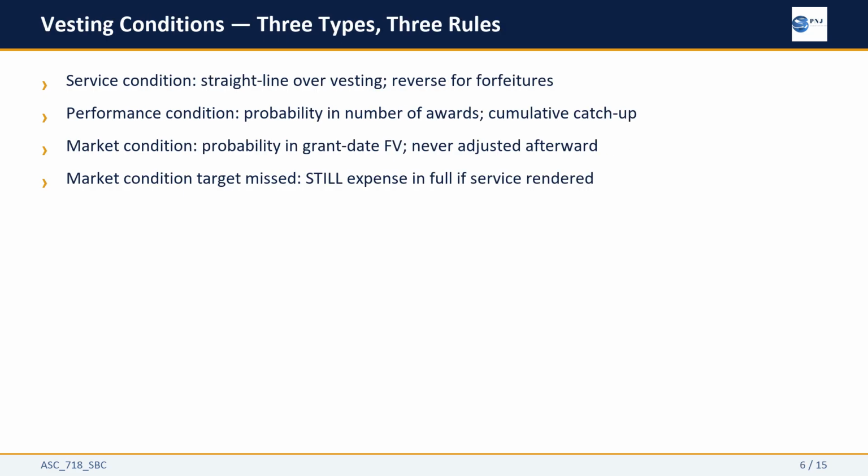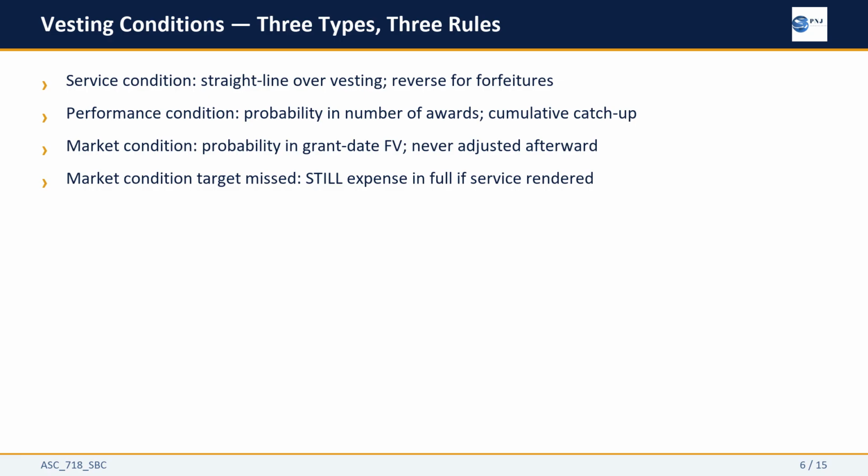The 3 vesting condition types each follow different accounting rules, and confusing them is one of the most common errors in practice. Service conditions are straightforward: straight-line expense over the vesting period, reversed if the employee leaves. Performance conditions adjust the number of expected awards each period based on an updated probability estimate. If the target ultimately fails, all previously recognized expense is reversed.